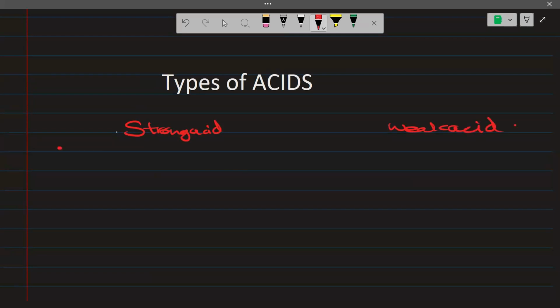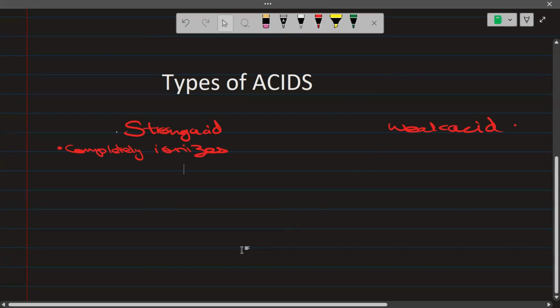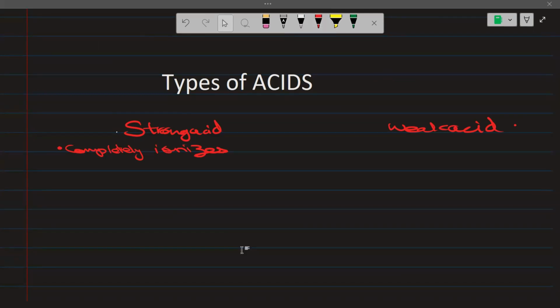A strong acid completely ionizes. So that's the definition of the strong acid. A strong acid completely ionizes in water.